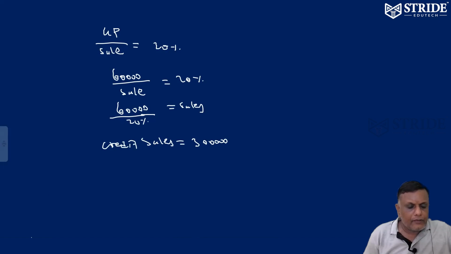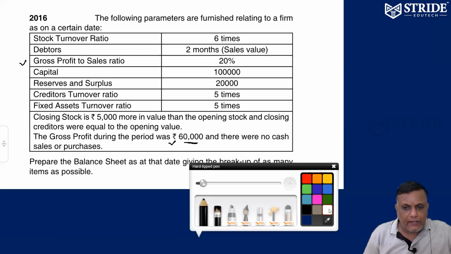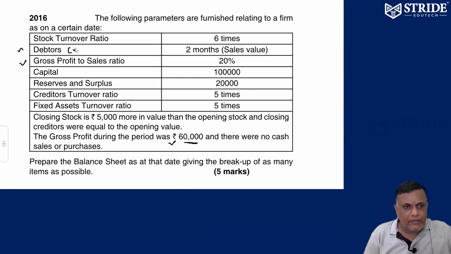Next, my target is on debtor collection period. This is known as debtor collection period. How do you come to know the debtor collection period? Because here it is given as 2 months. So debtor collection period is equal to 2 months.